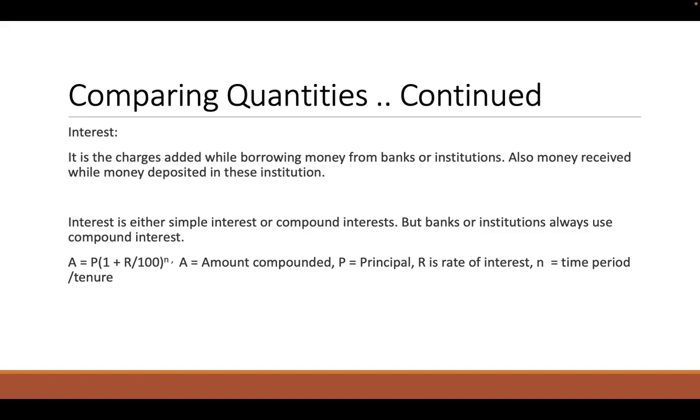So this is the principal, this is the rate of return, and it is showing the amount compounded equals a simple equation: P times (1 plus R by 100) to the power n, where n is the time period, the tenure of the interest period, how many tenures there are. P is the principal, R is the rate of interest. So it is simple, it is compounded. This is the simple formula to compound the interest and give you the amount compounded, right?